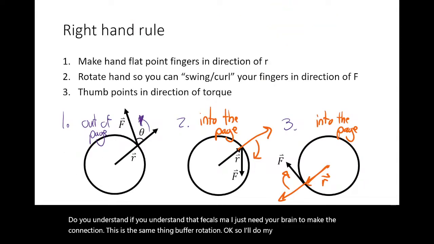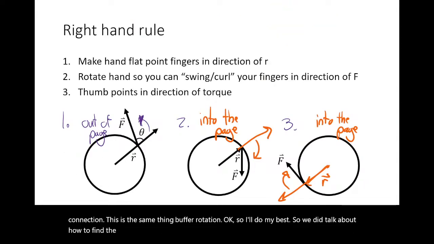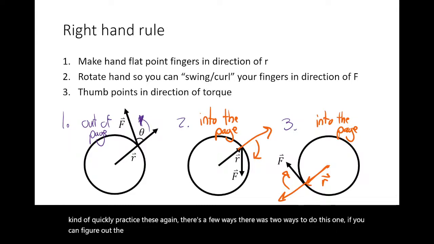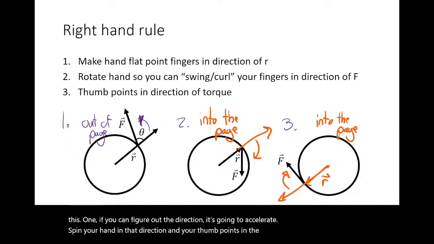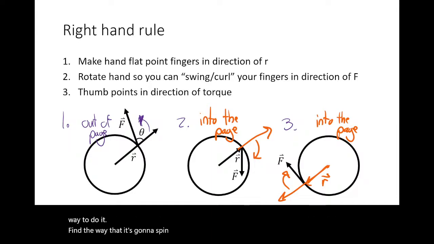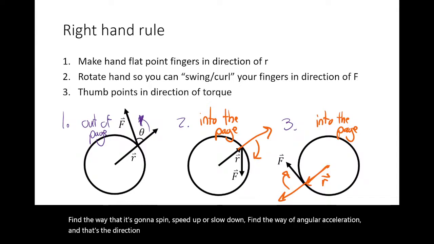So we did talk about how to find the direction of torque. We did a few examples of this. These are good. We'll quickly practice these again. There were two ways to do this. One, if you can figure out the direction it's going to accelerate, spin your hand in that direction and your thumb points in the direction of torque. Find the way that it's going to speed up or slow down, the direction of angular acceleration, and that's the direction of torque.